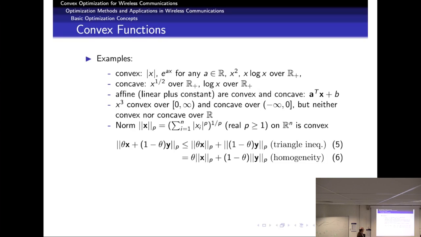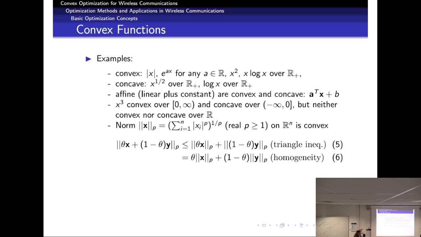X cubed, for instance, is convex for positive x and concave for negative x, right? Because you have something that looks like this. So you have convexity on this side and concavity on the other side. And then you have a norm, and here you have a p norm.